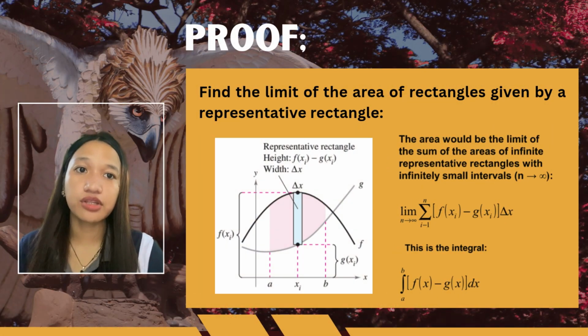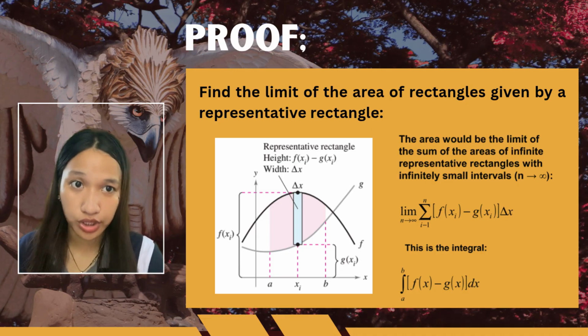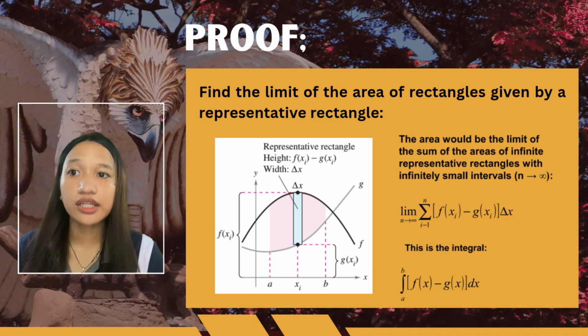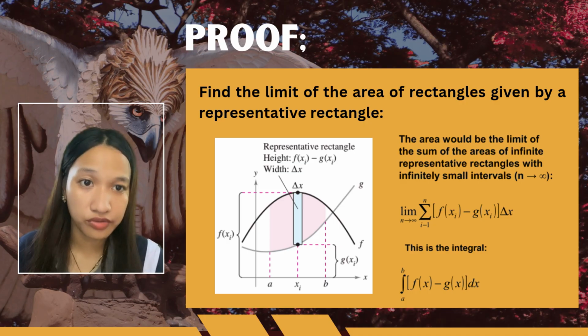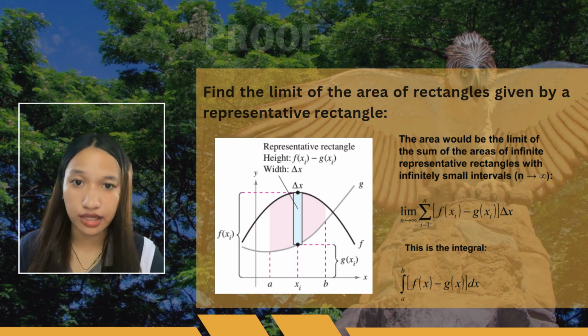Proof: find the limit of the area of rectangles given by representative rectangles. Here is the illustration. The area will be the limit of the sum of the areas of infinite representative rectangles with infinitely small intervals as n approaches infinity. So the limit as n approaches infinity of the summation from i equals 1 to n of f of x sub i minus g of x sub i times delta x. So this is the integral from a to b of f of x minus g of x dx.